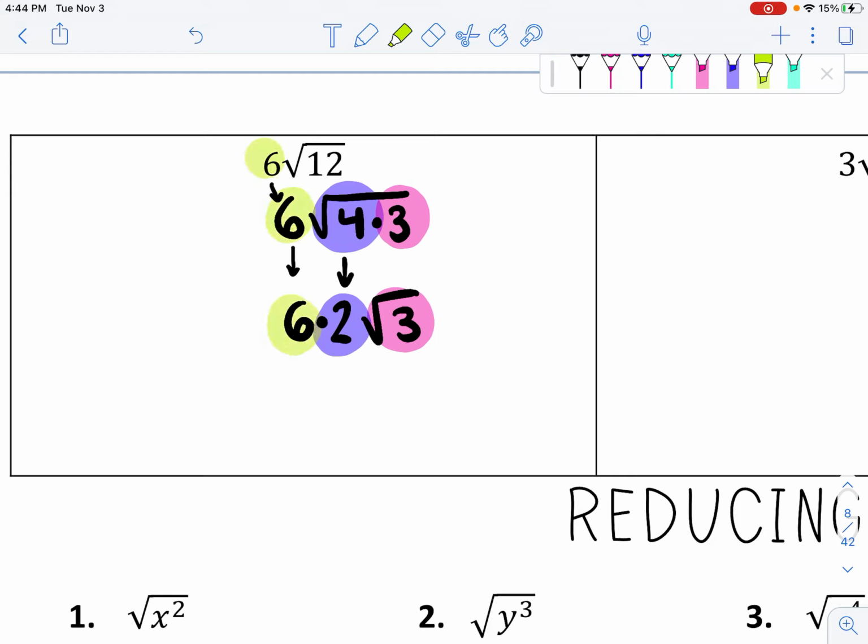So I had the 6 that was already out front. That stays out front, and I'm going to multiply it to what came out of the radical, which was a 2. So that gives me 12 square root of 3.